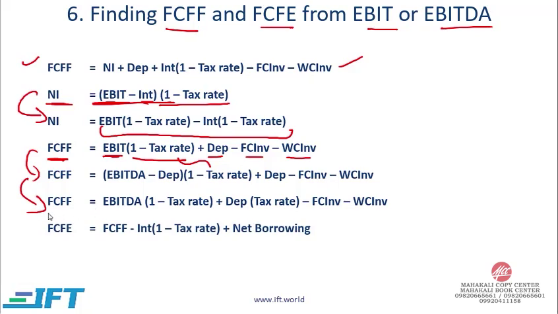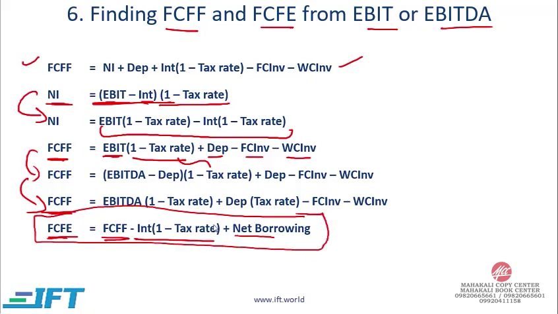And finally, once you have all these free cash flow measures, how can you come up with FCFE? You simply subtract the interest related payments and then add net borrowings. This is what we've seen before. This might seem rather boring, but I would say that this is one of the most important slides in this particular lecture, and you just need to go through it and learn these relationships.